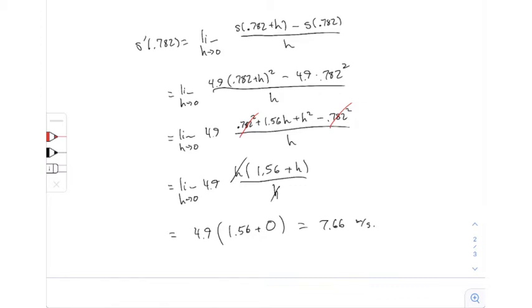All right? So if you drop something by 3 meters, this is how fast it will be moving when it hits the ground, 7.6 meters per second. All right? Anybody got any questions about that one? This is derivative in real life. Great. That is the end of that section in the book.